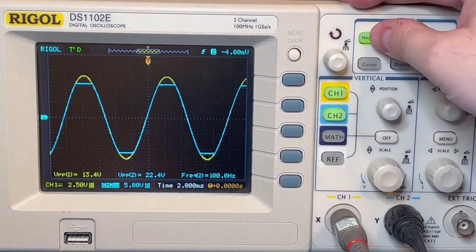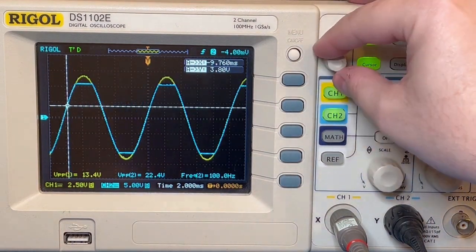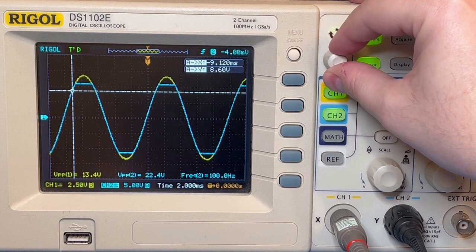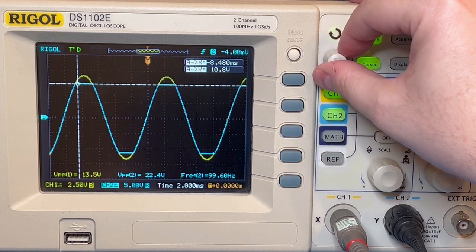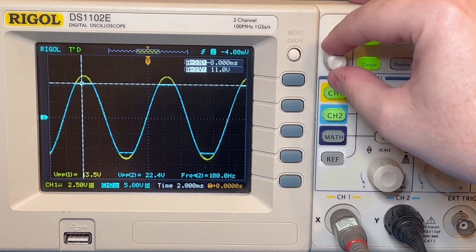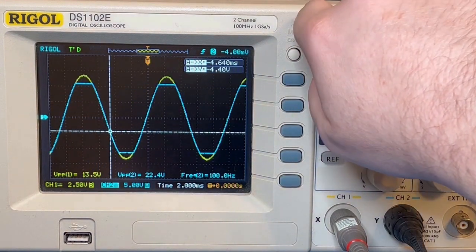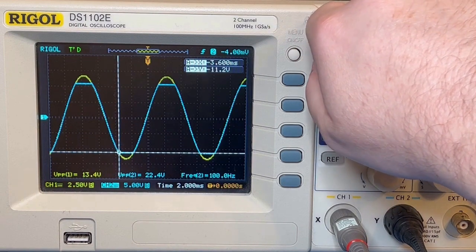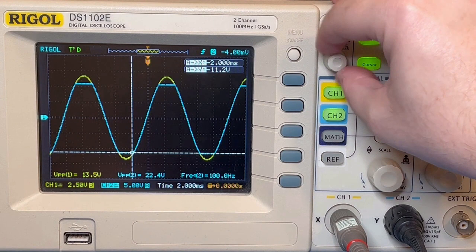Taking a look at the voltage where that flattening happens, we can see, just as before, it's right around 10.8 volts when it flatlines on the high side, and right around negative 11.2 on the low side. So it seems to be able to get closer to the negative rail than to the positive rail.